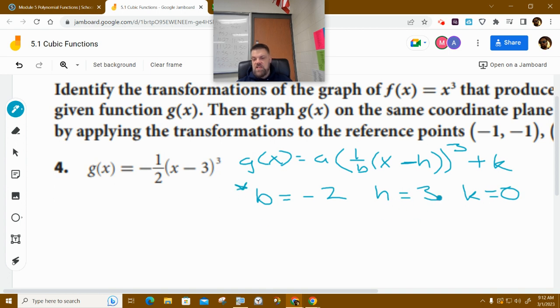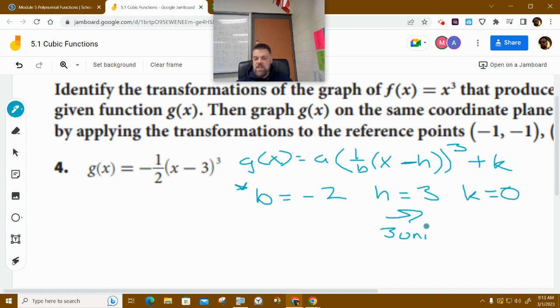But I know that h, because h is positive, that's going to shift it what? Well, somebody tell me what the h is going to do. Well, it's left or right, but based on the value being +3, what does that mean? Yeah. So that means we're going to go to the right. How many units? 3 units. Good. So this means that I'm going to go to the right 3 units.